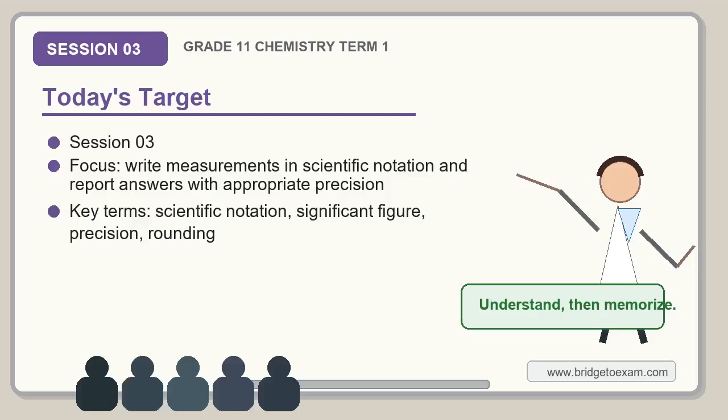Welcome, class. Today, our session title is Week 1, Session 3, Scientific Notation and Significant Figures. We will move slowly and make the chemistry understandable. Your goal is to write measurements in scientific notation and report answers with appropriate precision. Listen for these key terms: scientific notation, significant figure, precision, rounding, measurement.